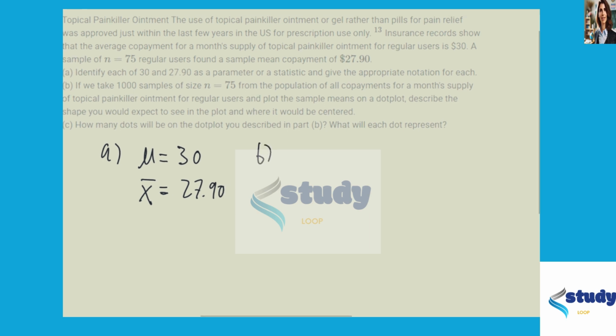In part B, we are asked if we take 1,000 samples of size n equals 75 from the population of all copayments for a month's supply of topical painkiller ointment for regular users and plot the sample means on a dot plot, we must describe the shape we would expect to see in the plot and where it would be centered. So we would expect that it would be bell-shaped and symmetric. And it would be centered at the population mean, mu equals 30.